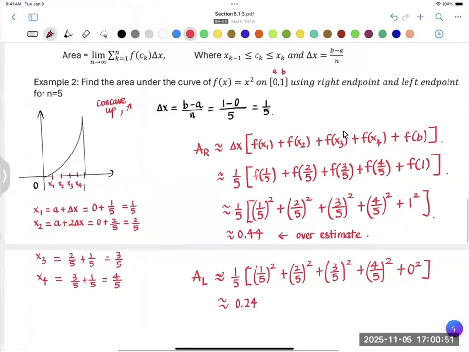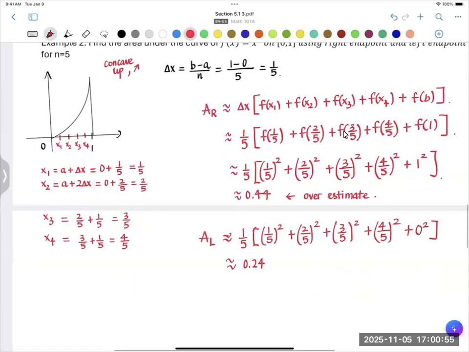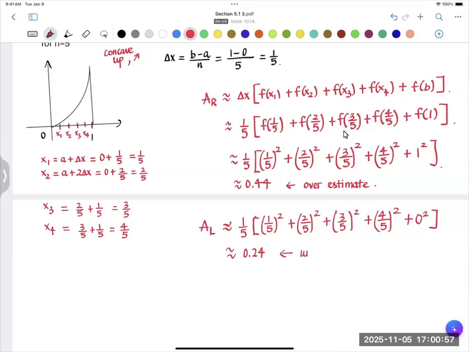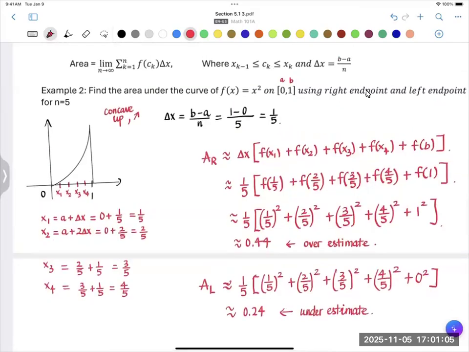And if you have a concave up increasing function, the left endpoint will be an underestimate. Okay. So the problem doesn't ask for underestimate or overestimate, but if the problem asks, then you can look at the graph to tell whether it's an overestimate or underestimate.